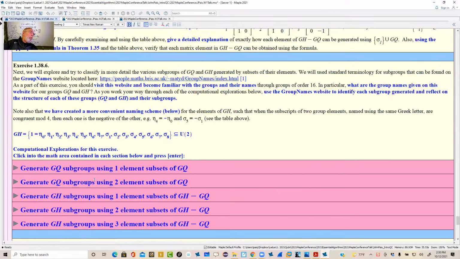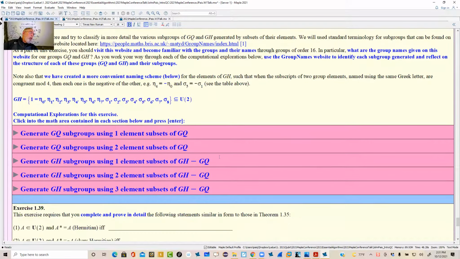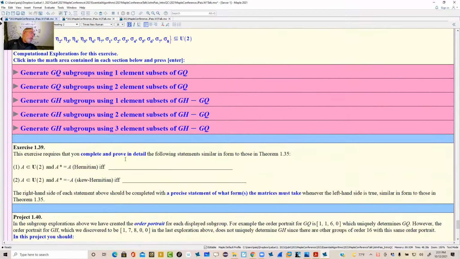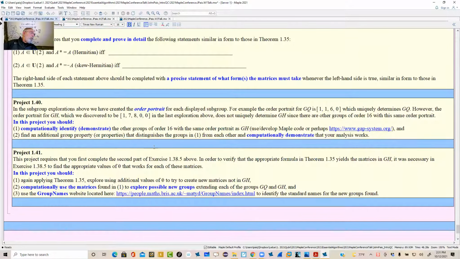And this is what I want them to explore. I want this for the elements of the Pauli group. And so that's some more examples of that. Then there's an exercise here and there's a couple projects here. And basically the projects are to continue the exploration.